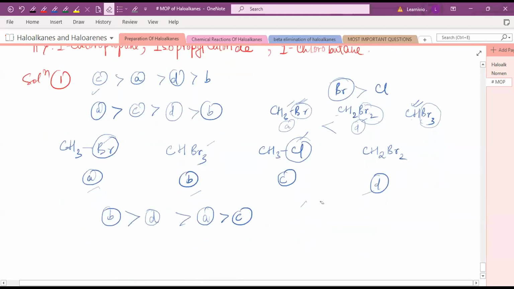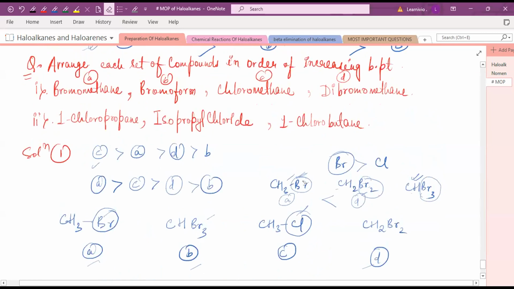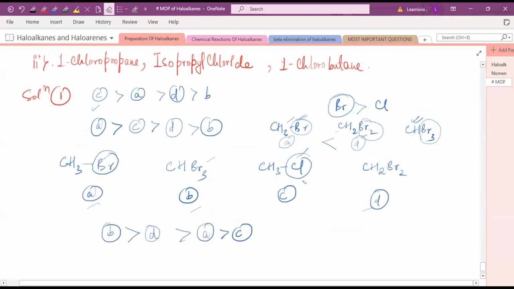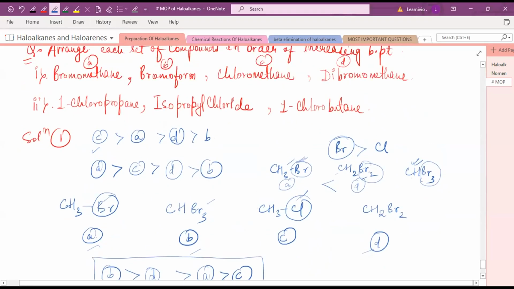Got it or not? Got my point or not? How to compare the compounds? Any doubt? You have to keep all the points in your mind, right? You have to look at all the points and compare all these, right? So this will be the order of boiling point, right? Now do the second one.